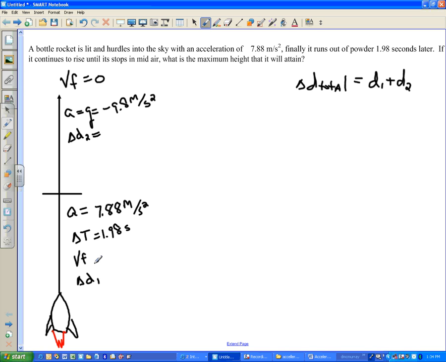Now, we need to find a final velocity for the first part of the trip because that in turn will end up being the initial velocity for the second part, where it starts to decelerate. To find the final velocity, we can say VF equals A delta T. And we can then find the change in distance for the first part by saying 1/2 A change in time squared.